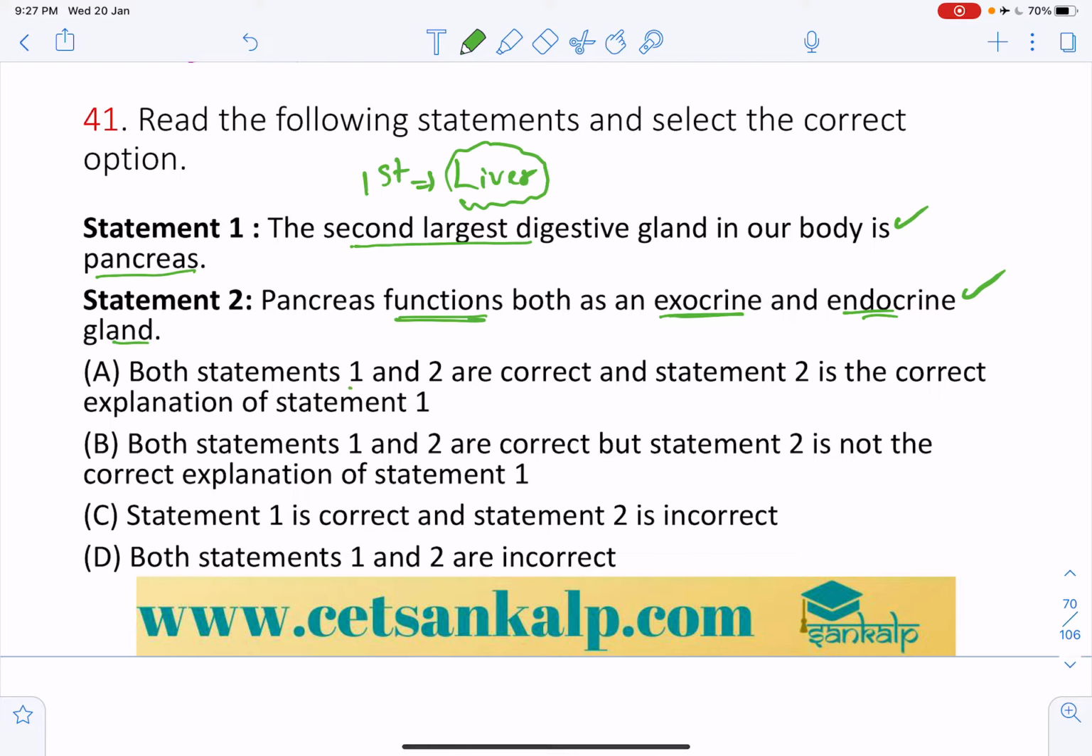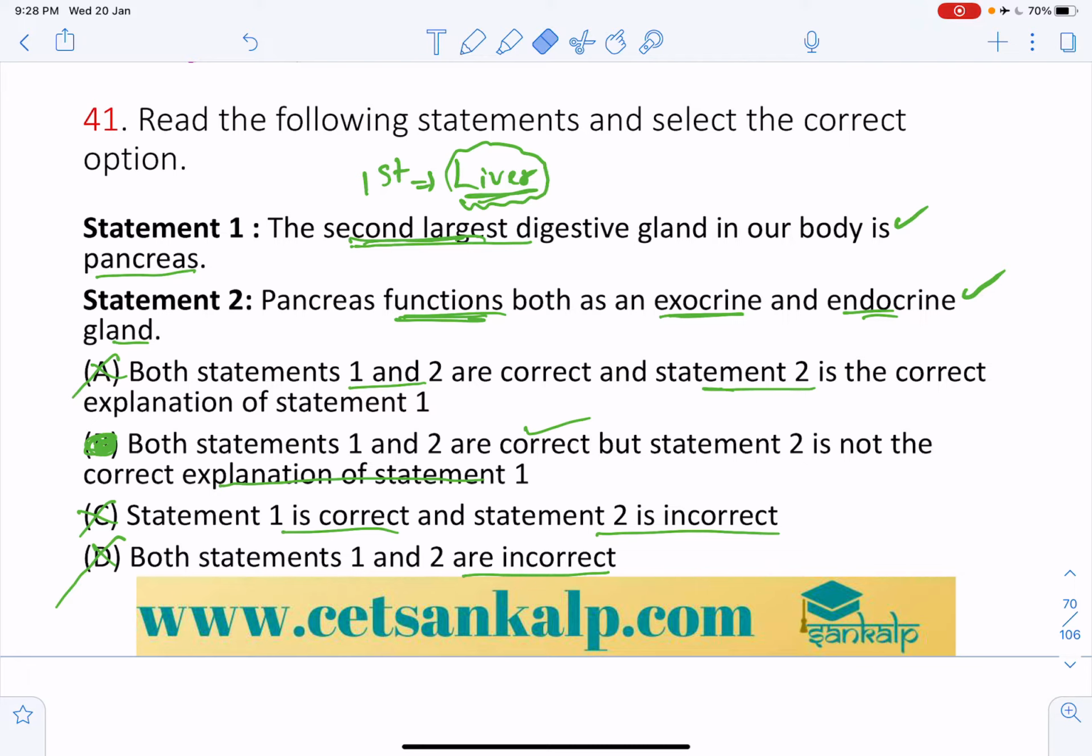If both statements 1 and 2 are correct and statement 2 is a correct explanation, we could have selected option A. No, it is not correct. Both statements are correct, but statement 2 is not the correct explanation. So B is the answer. C, statement 1 correct and statement 2 incorrect? No, both statements are correct. Why is it second largest? It is smaller than the liver, and all other glands are smaller than the pancreas. They should have mentioned it like that.